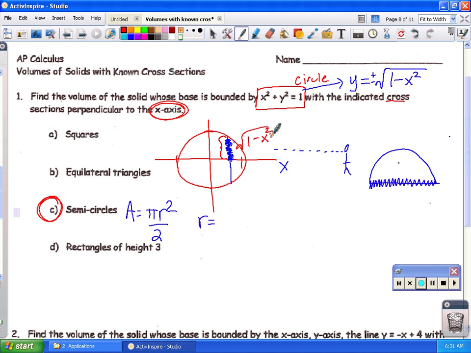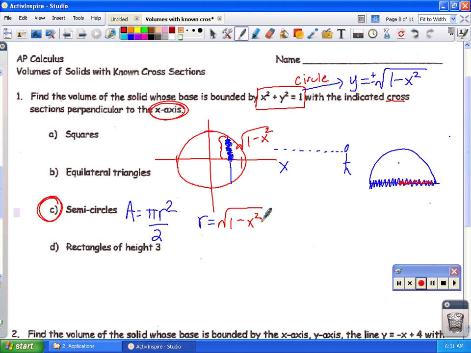Now again, I don't want to go all the way across because I'm trying to find the radius of the semicircle. So if you come back over here to this figure, I only want the radius. That's what I'm trying to figure out. So the radius is the square root of 1 minus x squared.